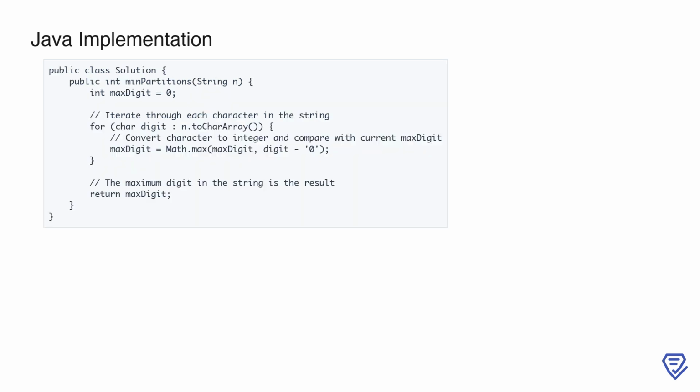digits. This is the Java implementation for LeetCode problem number 1689, partitioning into minimum number of Deci-Binary numbers. The solution mirrors the Python implementation by iterating through each character in the input string, converting it to an integer, and tracking the maximum digit. Key Java-specific details include the use of char to represent characters and Math.max for comparisons. The final result, representing the minimum number of Deci-Binary numbers needed, is the maximum digit in the input string.